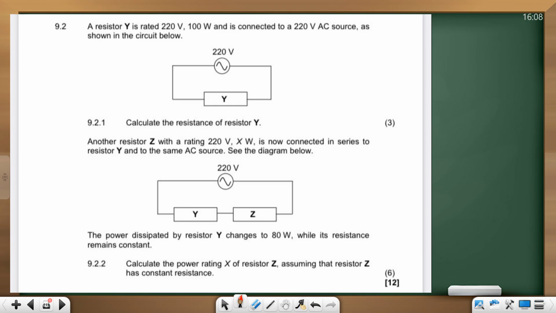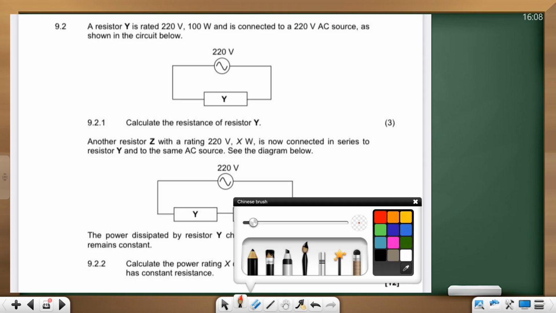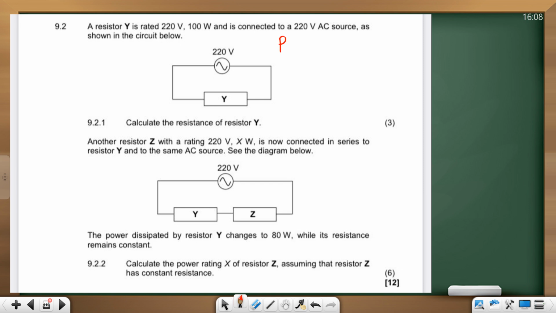A resistor Y is rated 200 volts, 100 watts. Please take note. Here's the thing. Whenever you see this, power average is always I RMS. Please, so take note. Power is linked to RMS, not max. So once I see that, oh, they gave me power as 100 watts, you know what they've given me? They've given me V RMS as what? 220. A lot of learners don't know whether it's V RMS or V max. Once I see power, it's RMS.